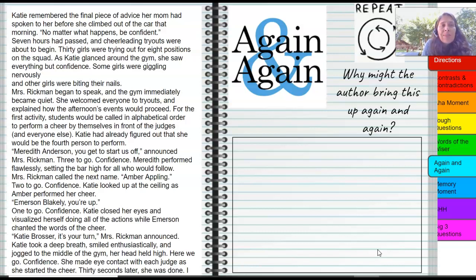Katie remembered the final piece of advice her mom had spoken to her before she climbed out of the car that morning. No matter what happens, be confident. 7 hours had passed, and cheerleading tryouts were about to begin. 30 girls were trying out for 8 positions on the squad. As Katie glanced around the gym, she saw everything but confidence. Some girls were giggling nervously, and other girls were biting their nails. Mrs. Rickman began to speak, and the gym immediately became quiet. She welcomed everyone to tryouts and explained how the afternoon's events would proceed. For the first activity, students would be called in alphabetical order to perform a cheer by themselves in front of the judges and everyone else.